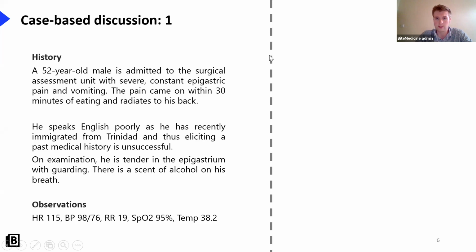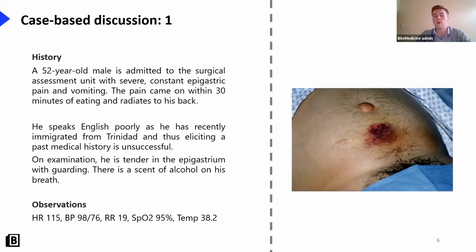Just to make sure that everyone's with us, if you just want to use the chat function to tell me which of those observations are concerning to you. Fantastic. Okay, wonderful. I've got some people raising their hand. Yeah, BP, temperature, febrile. You're spotting it. Well done, guys. So you also note this when you go to examine his abdomen.